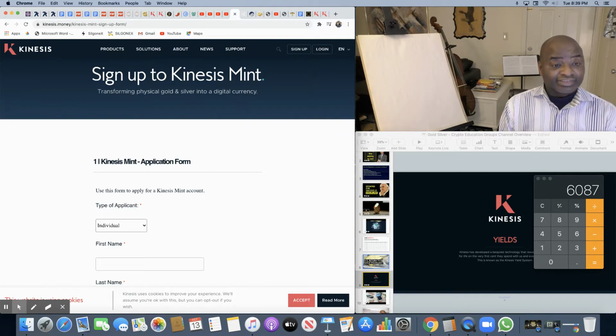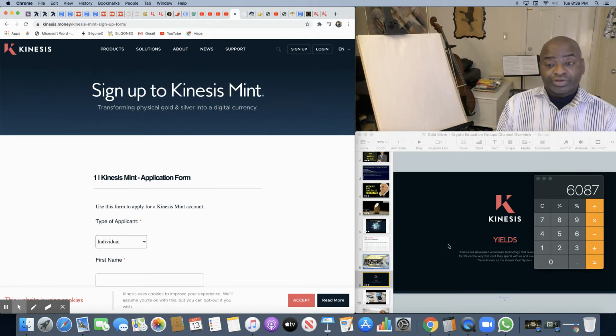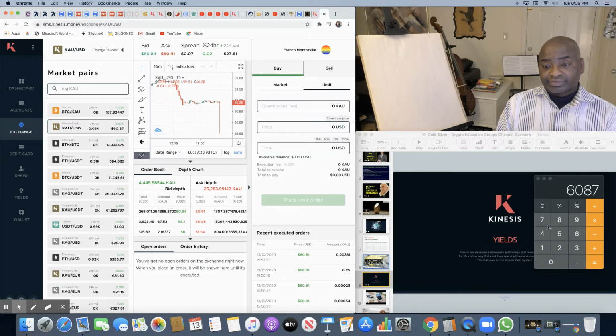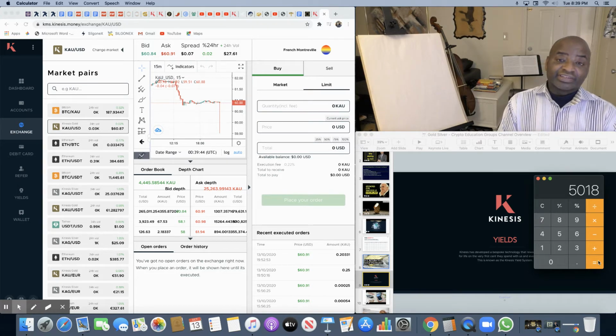After that, you will be asked a series of checklist questions. Have you created your Kinesis account? Yes or no? Have you made your first deposit? Because once you determine which one you want to do, gold, where you need 100 grams, or silver, let's see the price of silver. KAG is $25 and change, 25.09. 200 times 25.09 is $5,018.